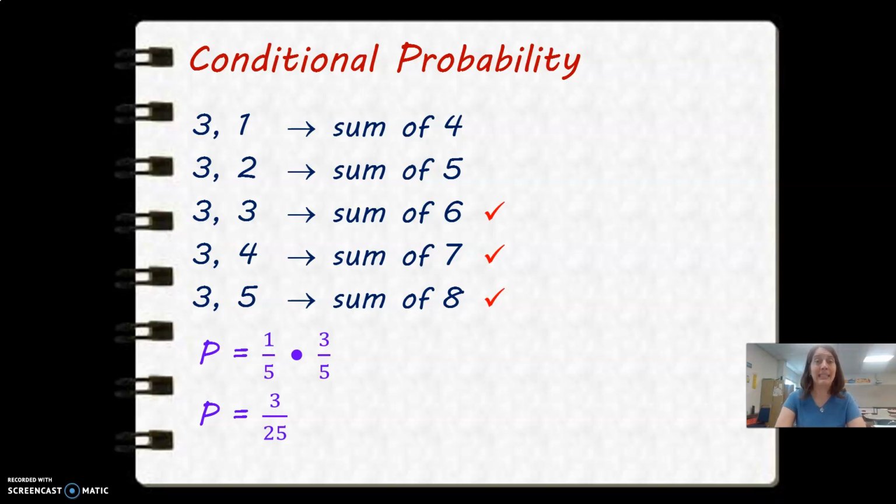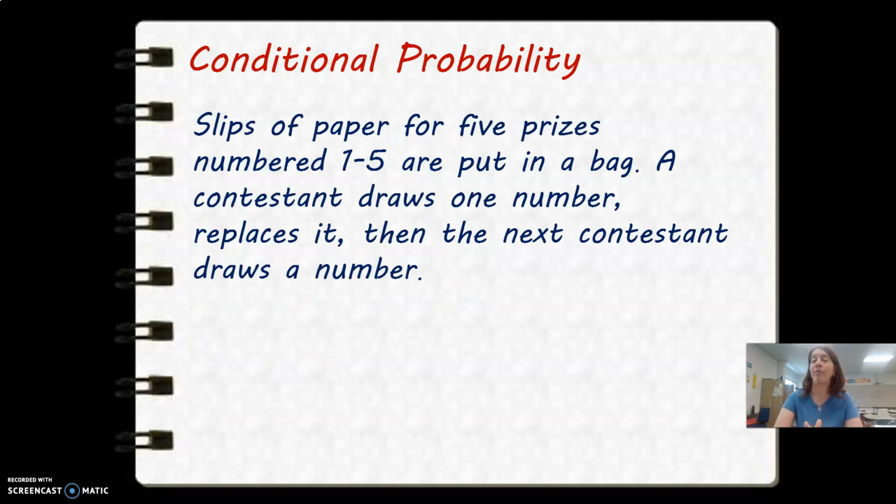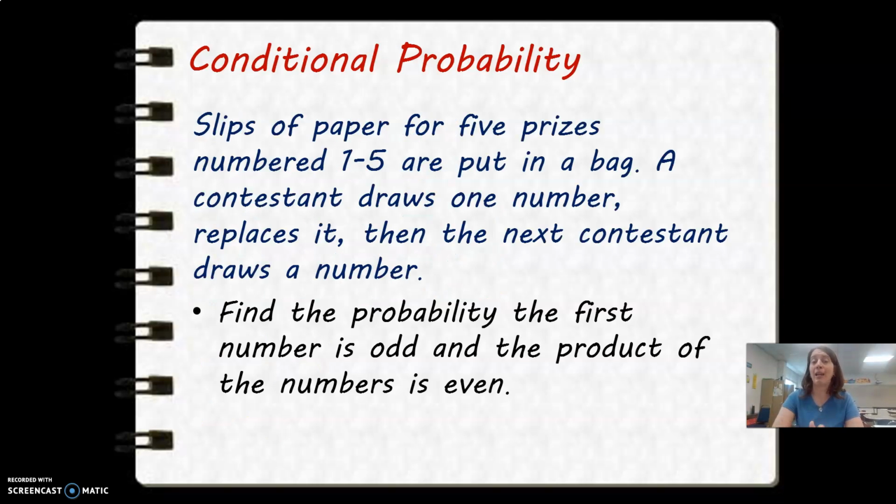Let's use the exact same scenario in our question that we still have those numbers 1 through 5. Let's go ahead and look at this question. I'm supposed to answer what is the probability that the first number is going to be odd, and then that the product of my 2 numbers together is going to be an even number.